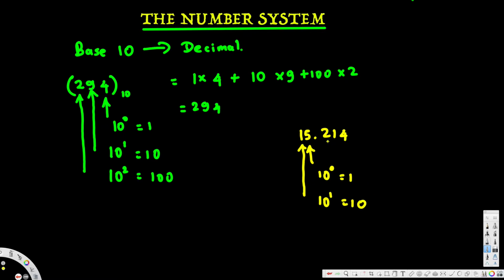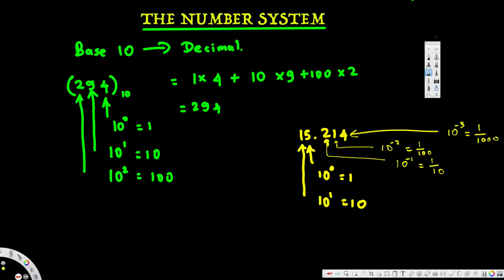Now what about this one? When we have a number after the decimal point, that one is in the negative, so this is going to be 10 power negative 1. This first number is 10 power negative 1, that is equal to 1 over 10, right? And this is 10 power negative 2, that means 1 over 100, and this one is 10 power negative 3, that means 1 over 1000.